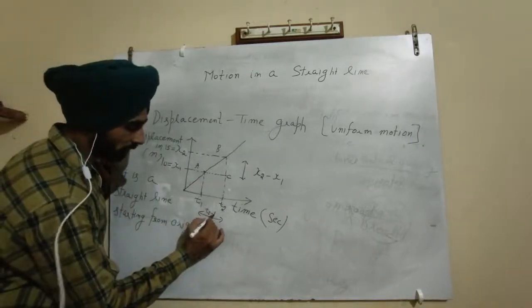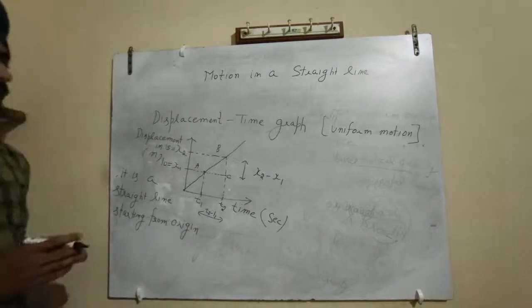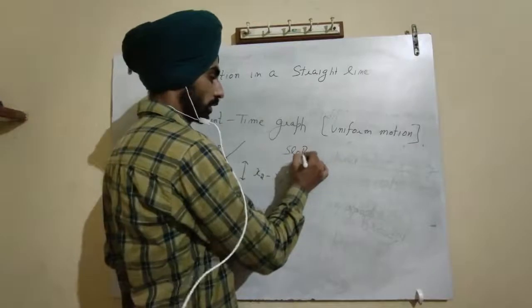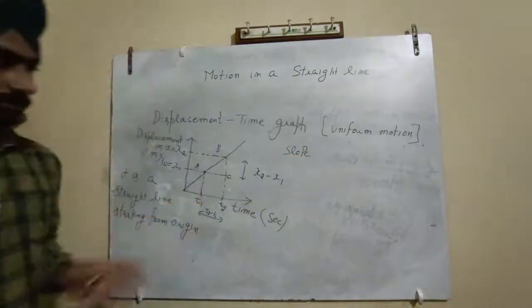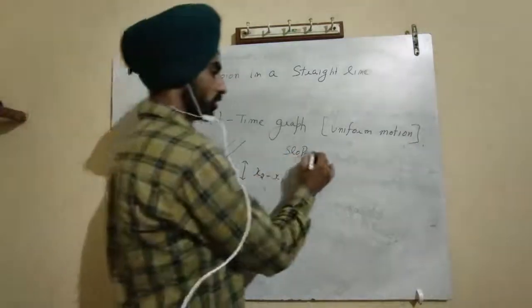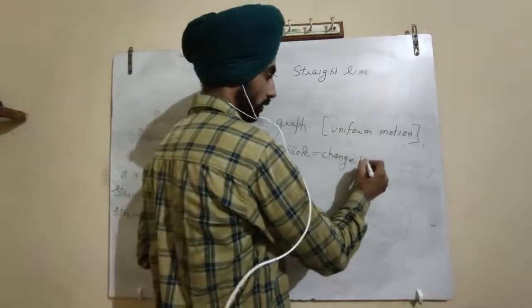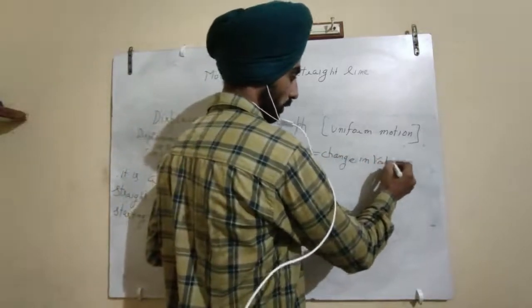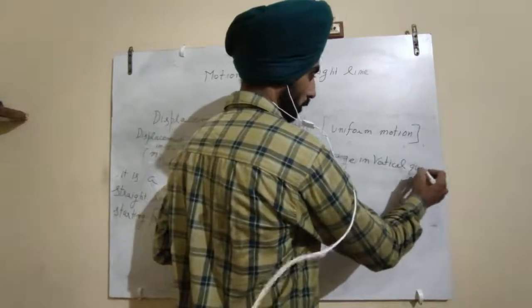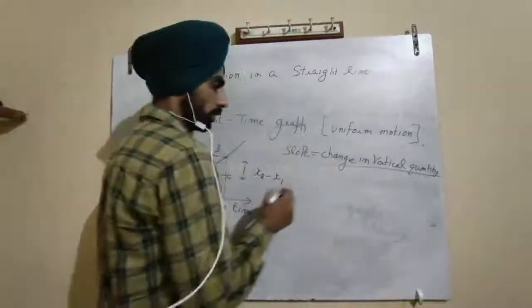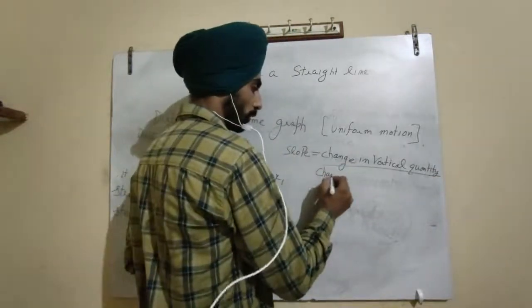You have heard of a quantity in 9th class, that is slope. Graphs have a slope. What is this slope? Slope represents change in vertical quantity upon change in horizontal quantity.